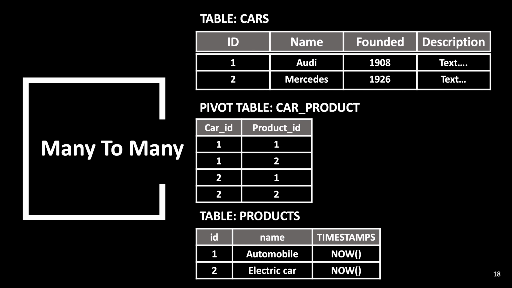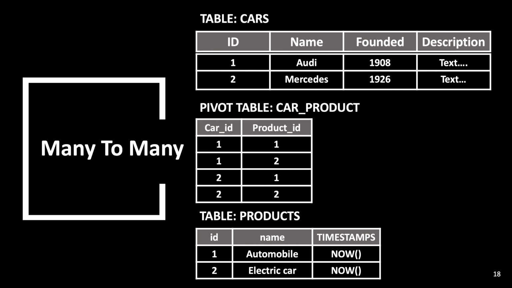What we need to create is something which is called a pivot table. And right now, you might be wondering what a pivot table is. It's a table that connects the two tables. So we still keep our table cars, and we also add our table products, and we don't link them, but in between, we place a pivot table.